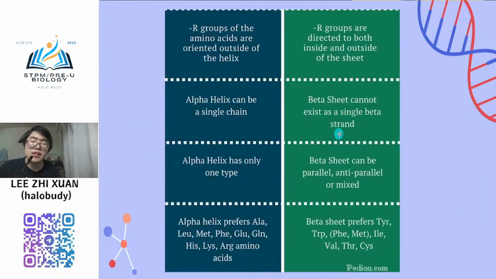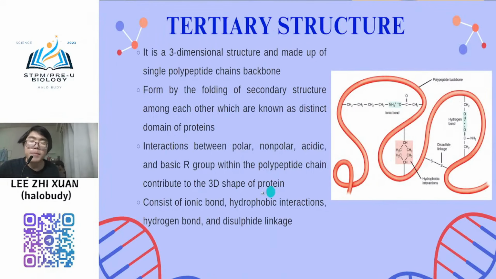Okay, so this is the summary of the differences. You can read it yourself. Okay, tertiary structure is more complicated, because this is a 3D structure already. Compared to primary and secondary, both of them are still 2D, like a paper only. But this one is a 3D structure. Tertiary is the 3D structure already.